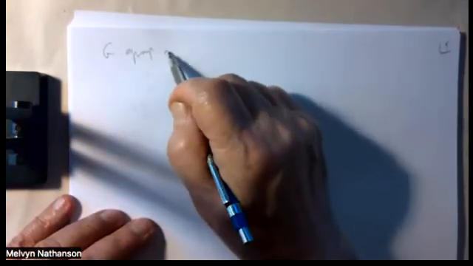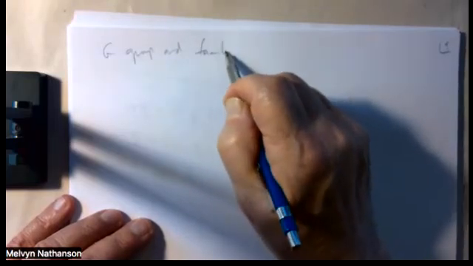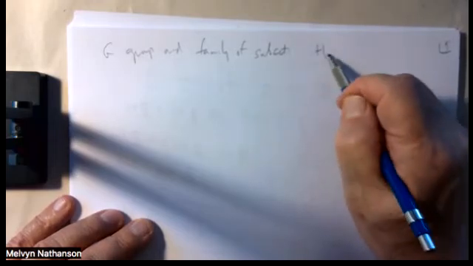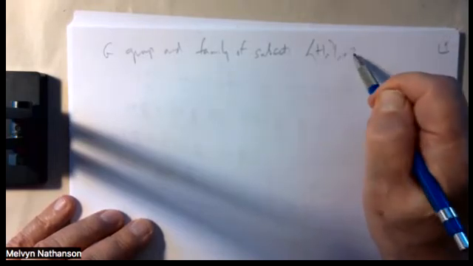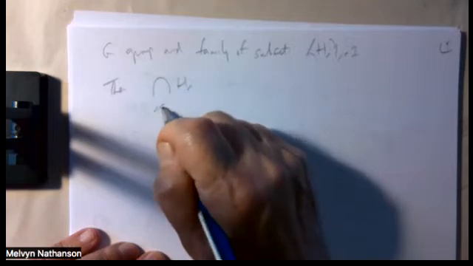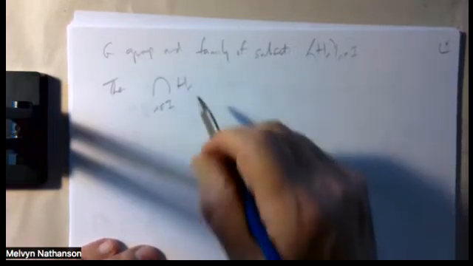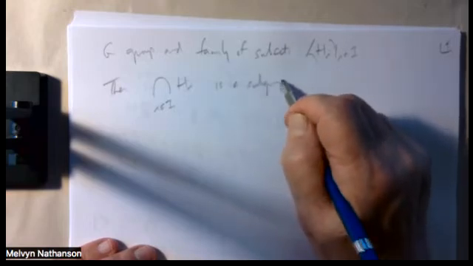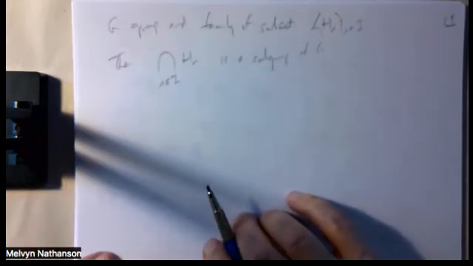Let's go back and say a few simple things about groups. Suppose G is a group, and we have a family of subgroups H sub I, indexed by I, like H1, H2, H3, and so forth. Then if I take the intersection of these subgroups, everything that belongs to all of them, this is also a subgroup of G. So the intersection of subgroups is a subgroup.